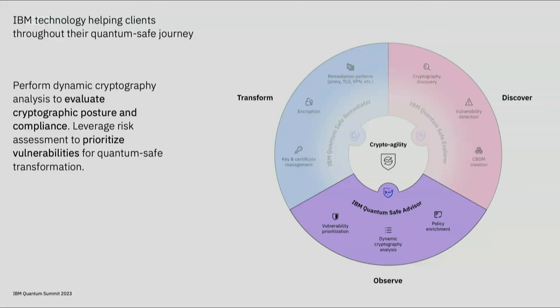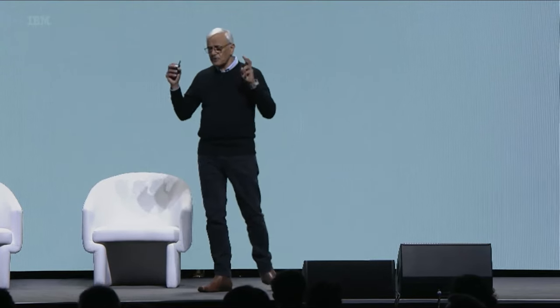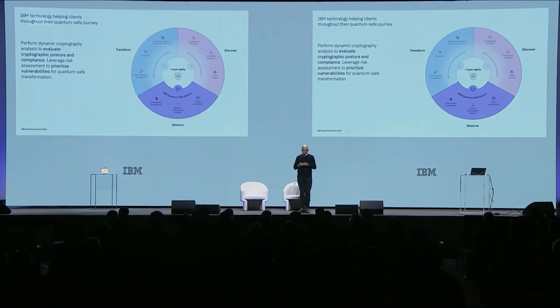I talked about the harvest now and decrypt later problem. For example, if you know what your critical assets are, crown jewels as they are called, you want to protect them first. And that's prioritization. Plus, observe is also about observability so that it is not a once and done kind of solution, but you can apply the capabilities of observe to really observe on an ongoing basis so you can continue to manage the problem in real time as well.